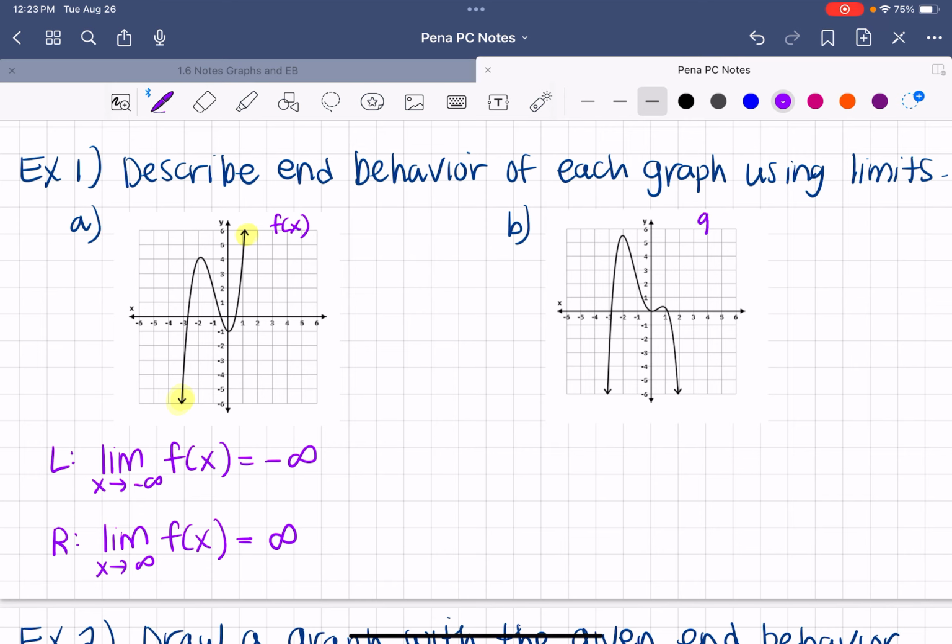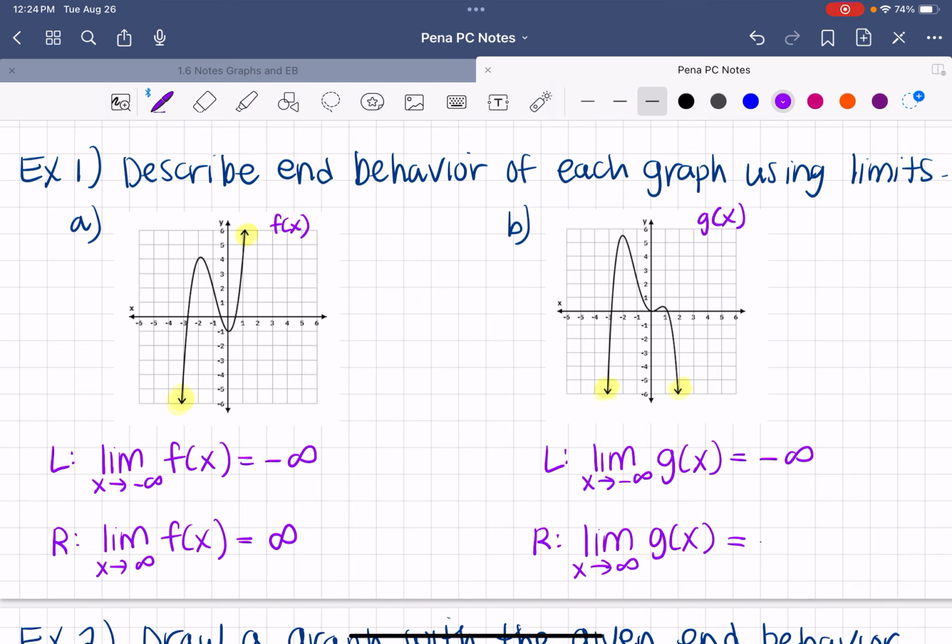Okay, and then for part B, but I'm going to call it g of x. We need to say the left side and the right side. For the left, we're going to have limit as x approaches negative infinity. But on this one, both sides are pointing down. So I'm going to say g of x equals negative infinity. Then for the right, the limit as x goes towards positive infinity of g of x equals negative infinity. So left is negative x, right is positive x, but since both sides were pointing down, both of these are negative.